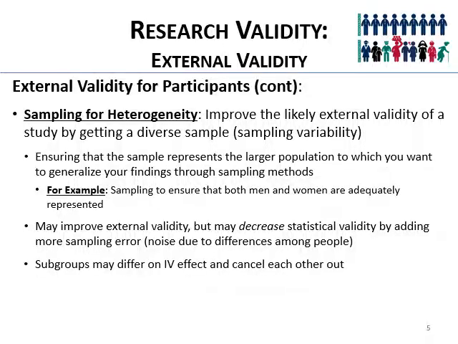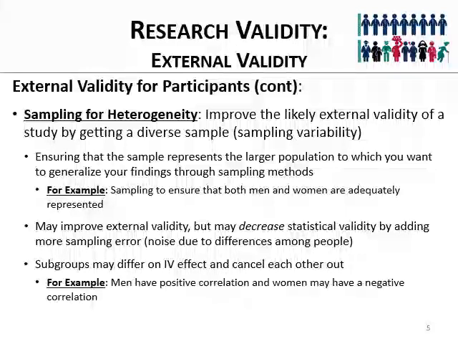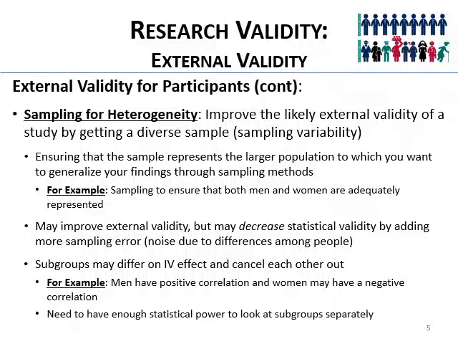You get more noise. Another thing that can happen with a diverse sample is the subgroups may differ on some effect or an IV effect, and they end up canceling each other out. So overall, you say there's no effect when in reality there are subgroup effects. For example, men might have a positive correlation for two variables, and women might have a negative correlation. When you add them together, you end up with no relationship whatsoever. So where you suspect that, you need to make sure you have enough statistical power, that is, enough n sample size, in order to look at the subgroups separately.